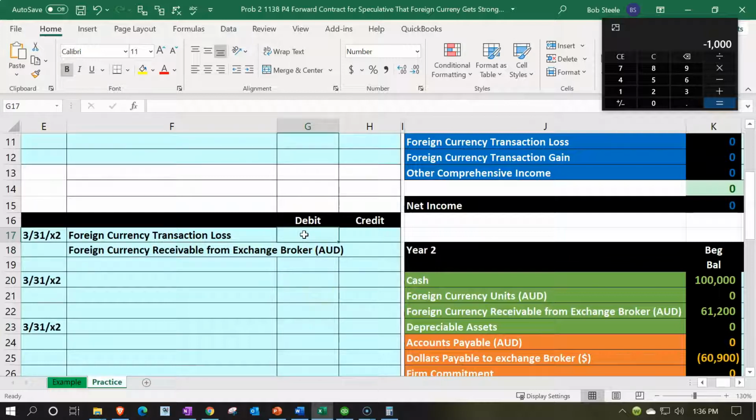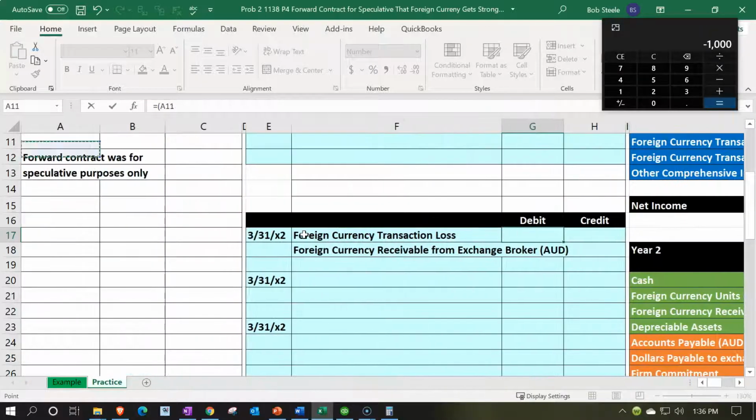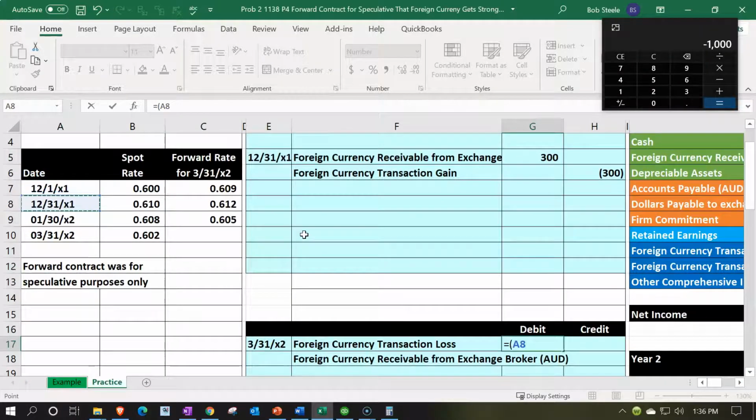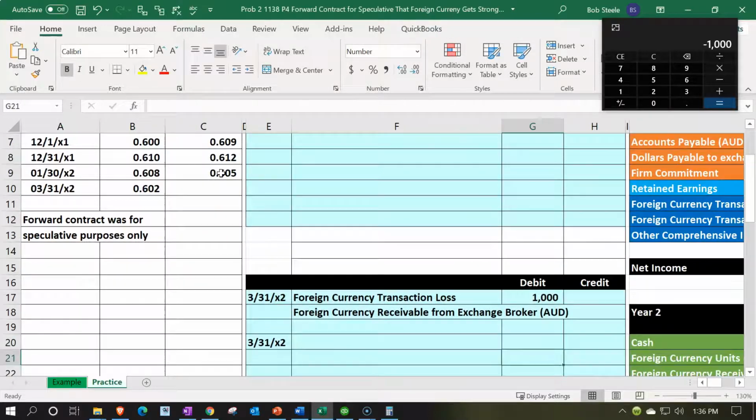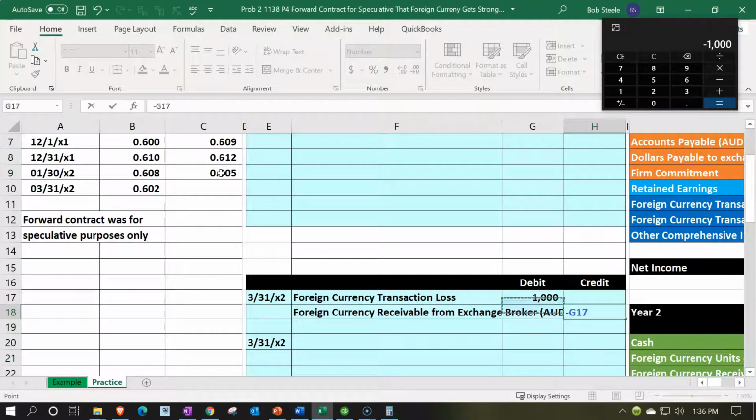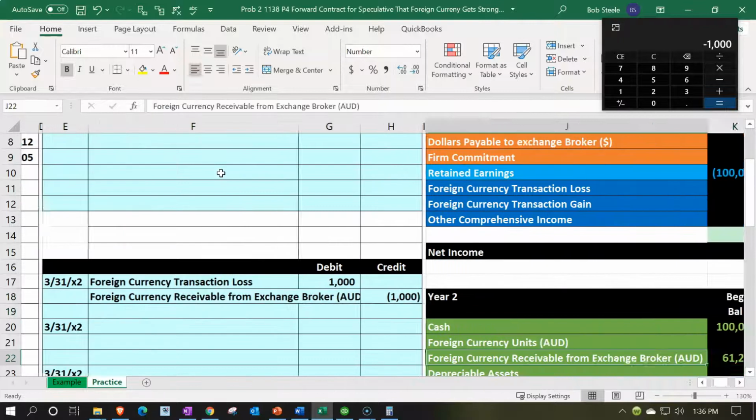And so this is going to be equal to, I'm going to calculate this with brackets. I'm going to subtract the two rates that are involved, the larger rate first, so it'll turn out to be a positive number. So this is where we were at last time minus where we're at this time. I'm going to close the brackets, multiply times the 100,000. There's once again our $1,000 change. So that's going to be the debit and the credit.